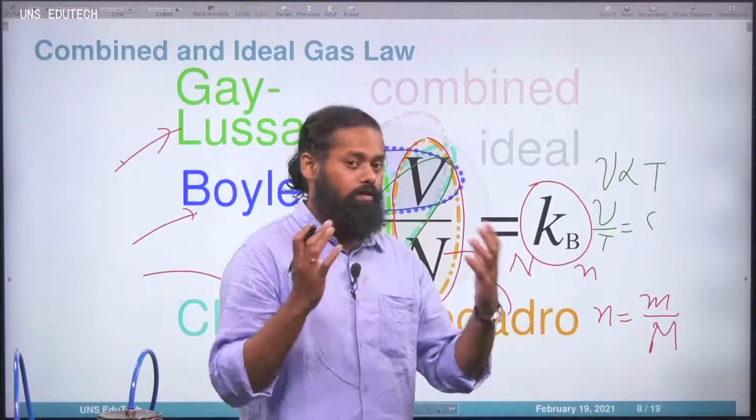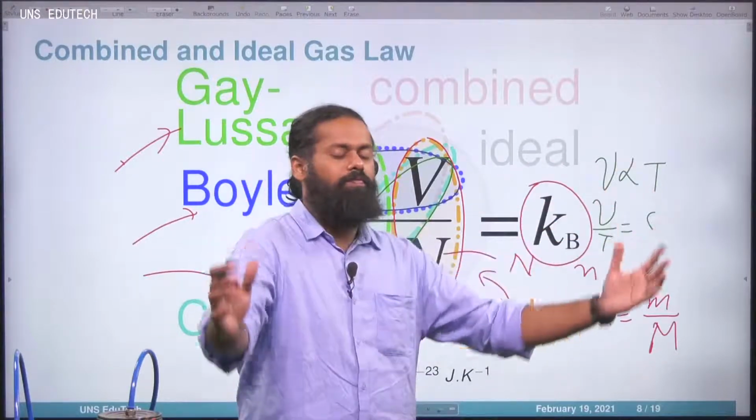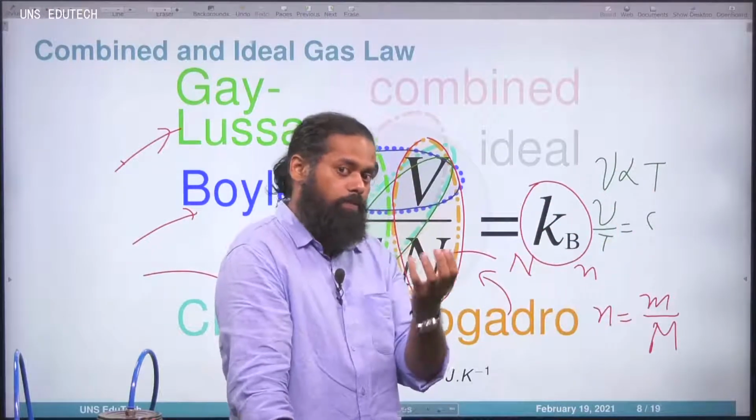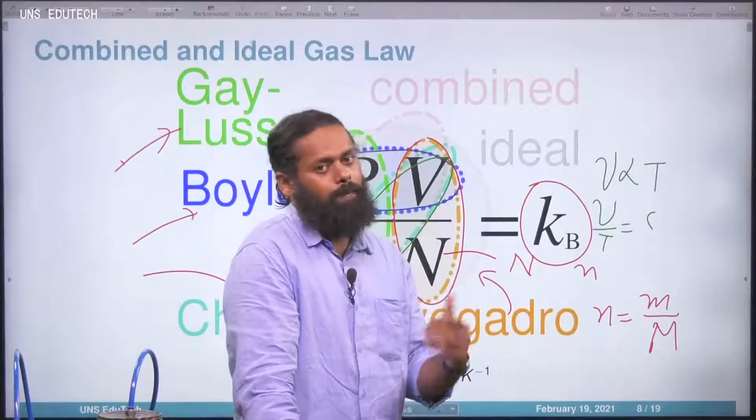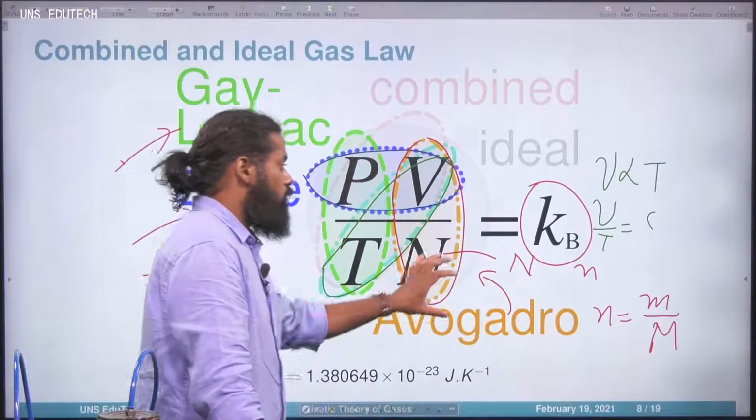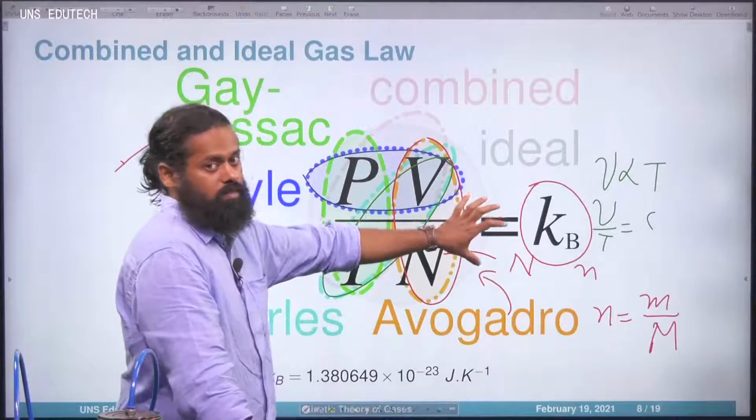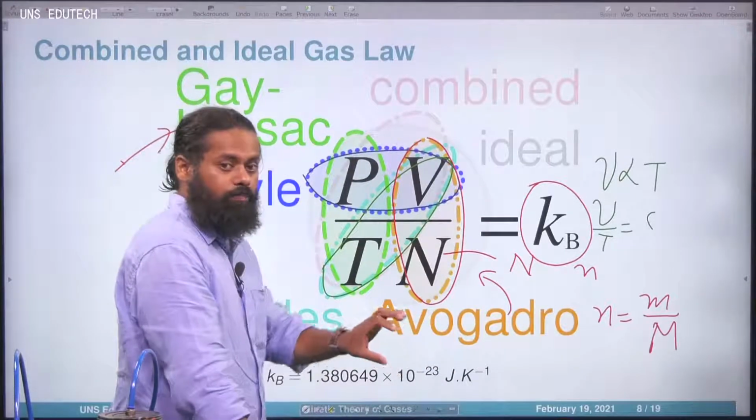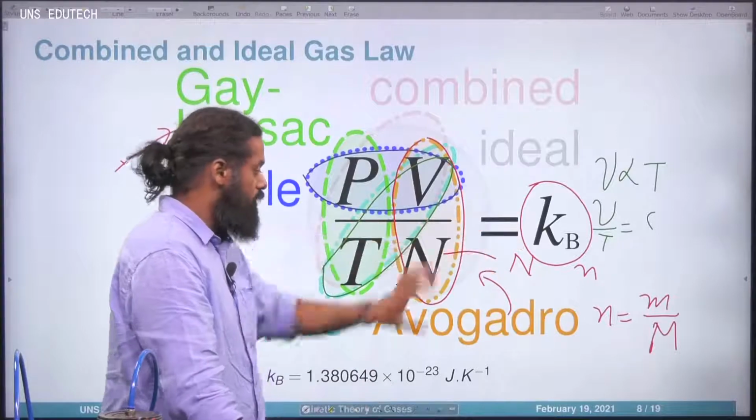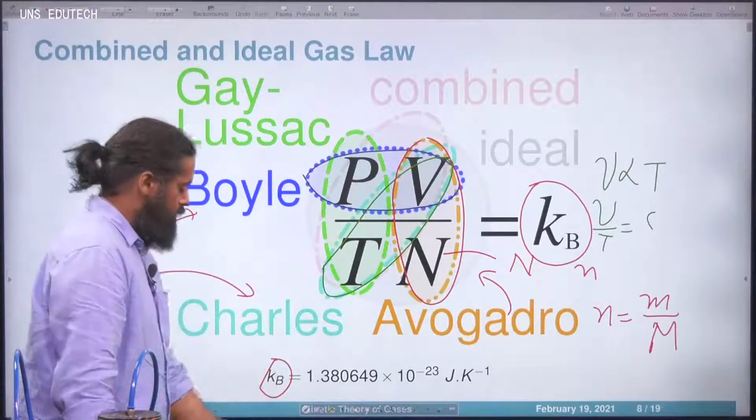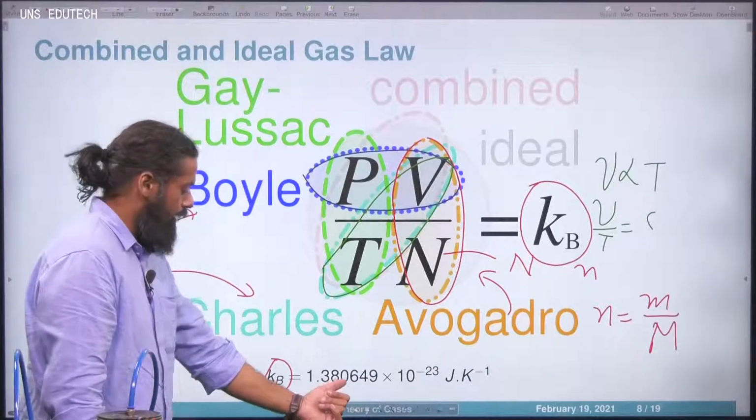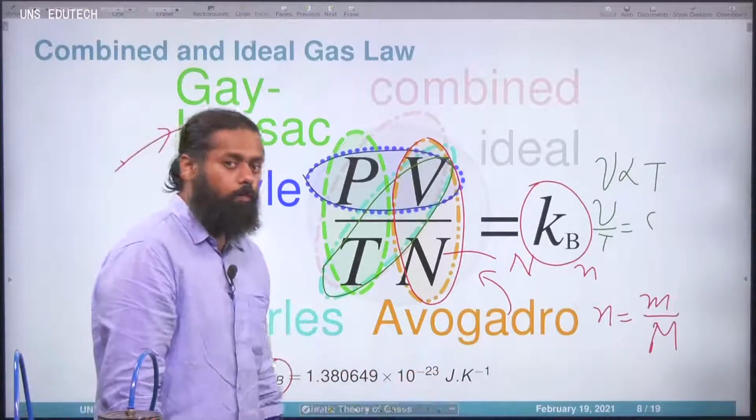Still we are not doing microscopy. You consider a large number of particles as individual particles, and you try to predict the behavior based on statistical mechanics. In that, the Boltzmann constant is a very important quantity, and in kinetic theory of gases it is very important. Boltzmann constant is usually written as Kb. Its value is 1.38 into 10 to the power minus 23 joule per Kelvin.